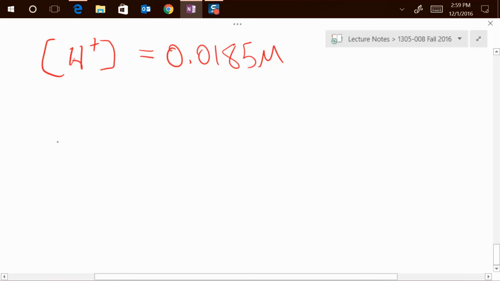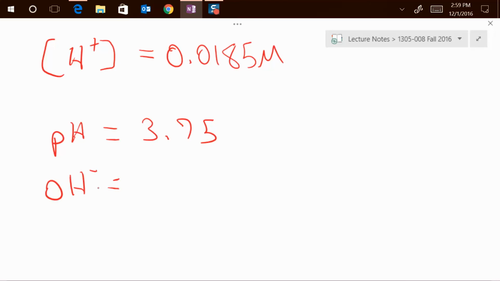Yeah. So if you have a pH equal to 3.75, what is the OH minus ion concentration? Okay, so look at your pH diamond. If I'm going to go to OH minus, I have two pathways, and it doesn't matter which way you go, you'll get the exact same answer. I can either go from pH to H plus, then to OH minus, or I can go from pH to pOH to OH minus. It doesn't matter which way you go.